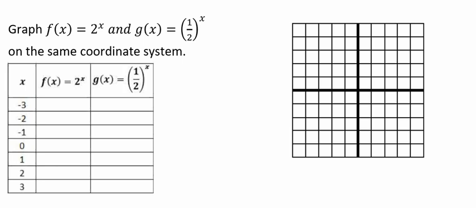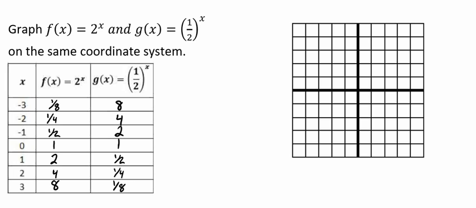So when we do that, we have that 2 to the -3 power is 1/8, and 2 to the -2 is 1/4, and then we have 1/2, and 1, 2, 4, and 8. And when we plug in our 1/2 to the x power, we get the values: if we take 1/2 and raise it to the -3, we get an 8, and 1/2 raised to the -2 is a 4, and then a 2, and a 1, and then a 1/2, and a 1/4, and a 1/8.